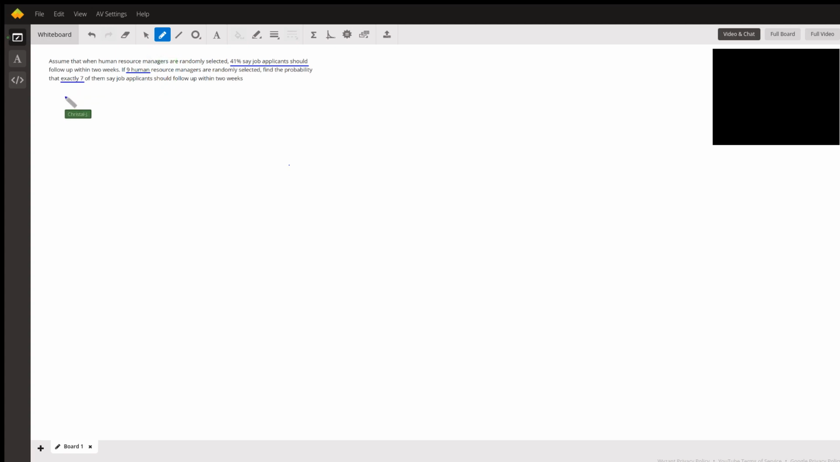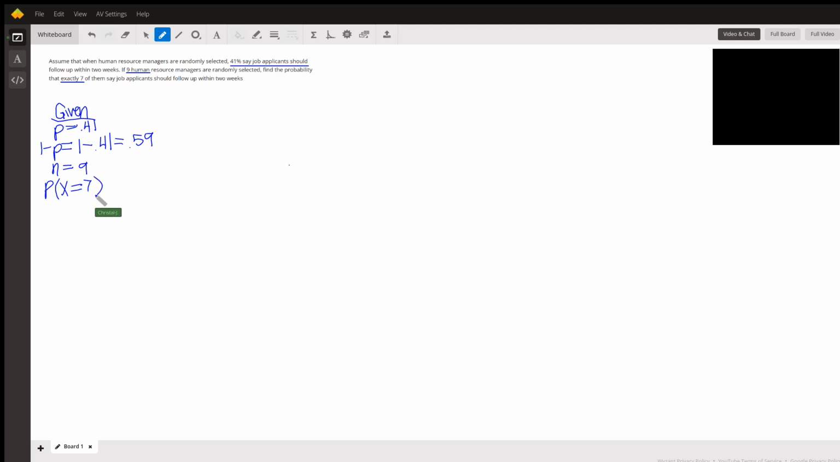I always encourage a student to write out what's been given to us. So they gave us the probability. P equals 0.41, and then we immediately should be doing 1 minus P, which equals 1 minus 0.41, which equals 0.59. They gave us our sample size of 9, and then we're trying to find the probability of X equaling 7.